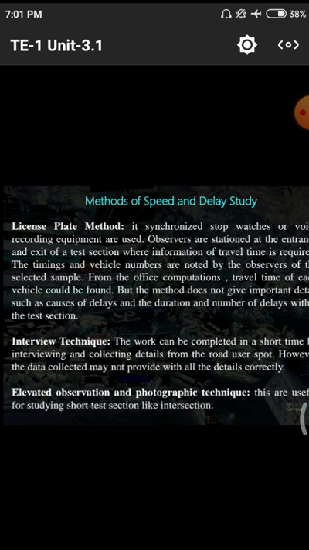Next one we are having the interview technique method. In this method, the persons have to interview the riders so that the riders will give answers to the interviewers. They have to note down the answers and do investigation on those points. Next one, elevated observation or photographic technique. This technique is normally employed at particular cross sections to observe the total amount of delay period and the total number of vehicles stopped in the particular areas.